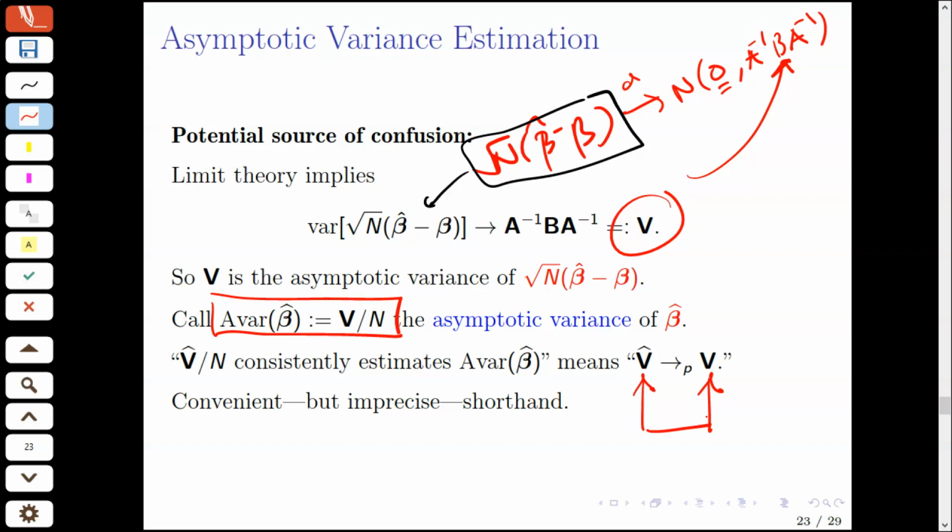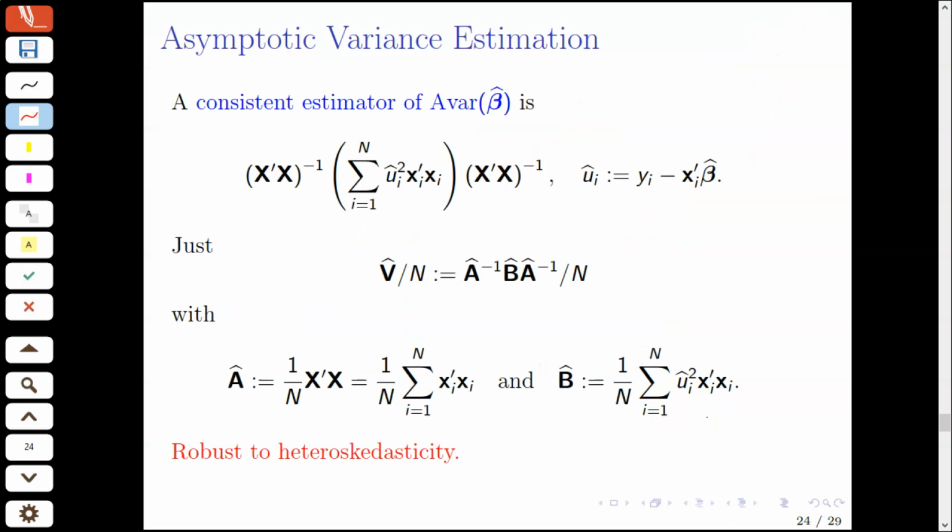And since Wooldridge does it throughout the book, it doesn't make much sense to try to introduce a different notation, or at least I think it would just cause more confusion. So let's stick with this AVAR, or asymptotic variance, notation. All right. Now, how would we go about estimating the asymptotic variance of the OLS estimator, as understood on the previous slide?